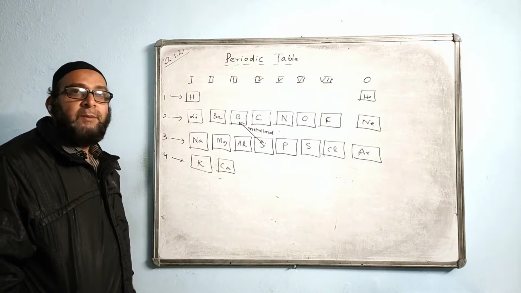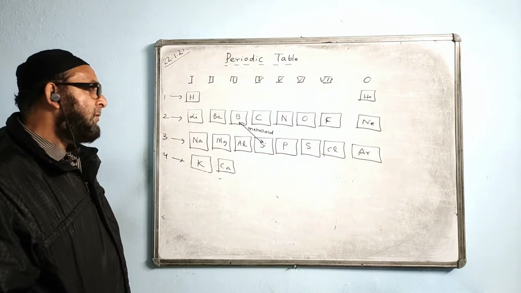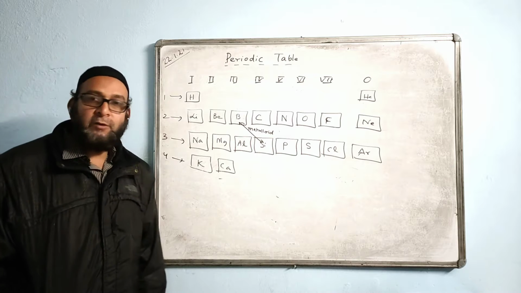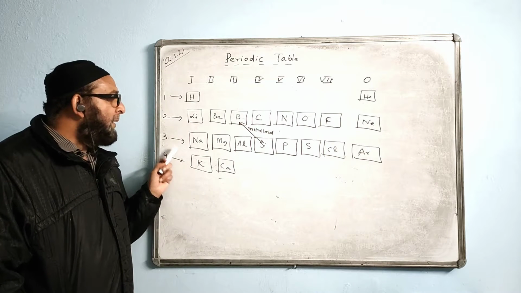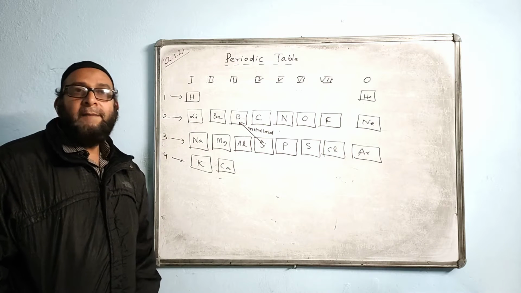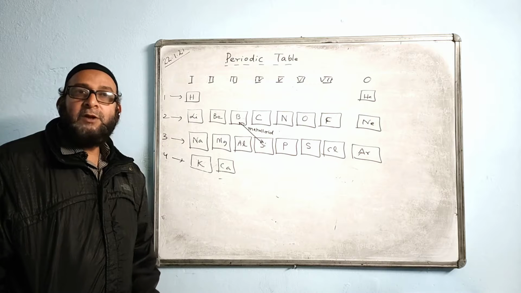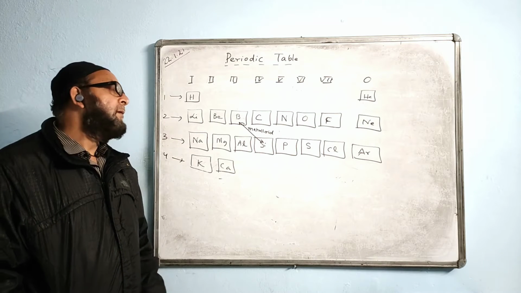Semiconductor means the substance will behave as conductor and insulator both. That's why semiconductor, half conductor and half insulator. Name the semiconductor of period 3, the answer is silicon. Name the element which shows the property of catenation.